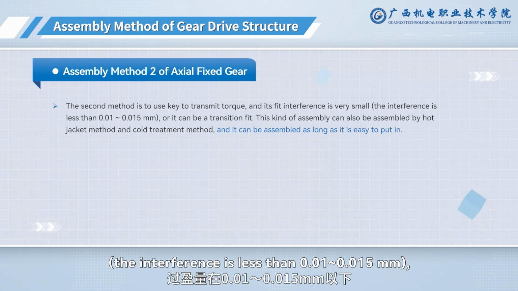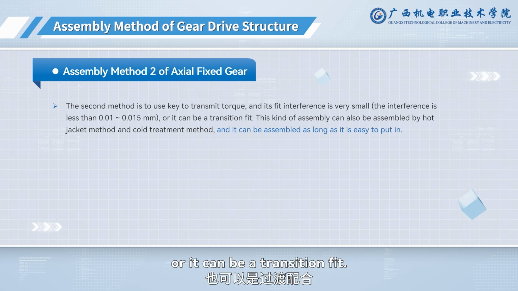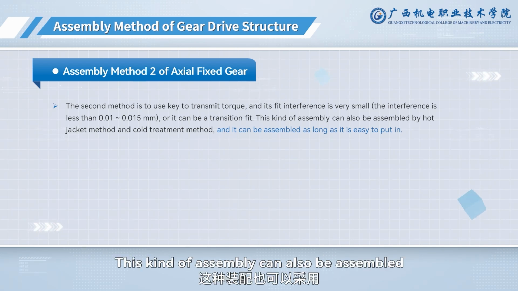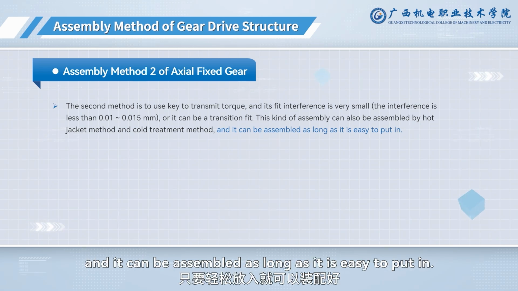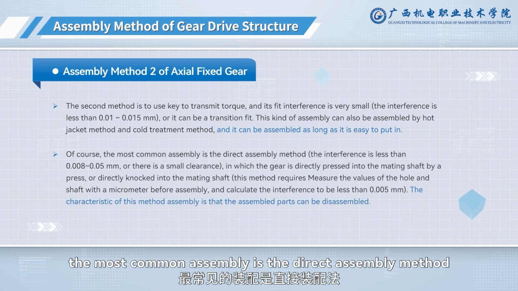The interference is less than 0.01 to 0.015 millimeters, or it can be a transition fit. This kind of assembly can also be assembled by hot jacket method and cold treatment method, and it can be assembled as long as it is easy to put in. Of course, the most common assembly is the direct assembly method.